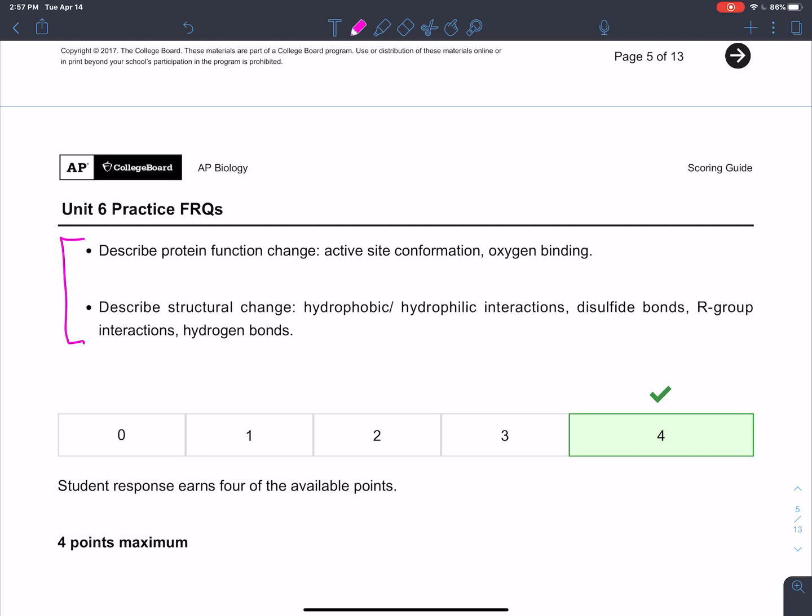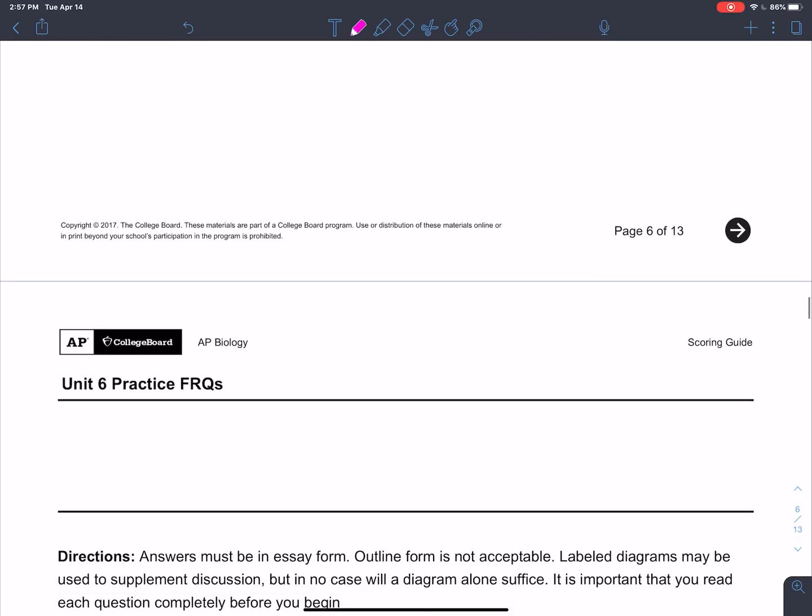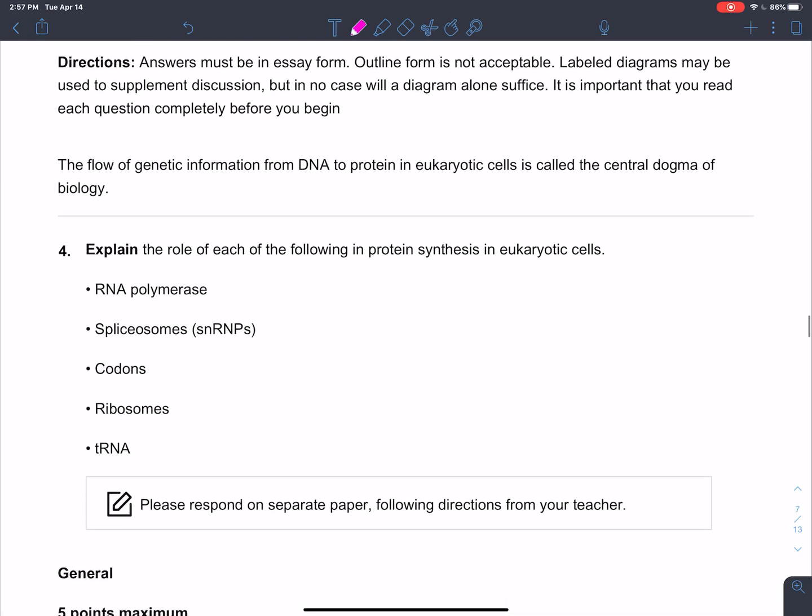You could also talk about the problems with the bonding and the folding, and that the amino acids, because they are different in the protein, would cause different bonds and alter the shape. 4 points max. Next one.